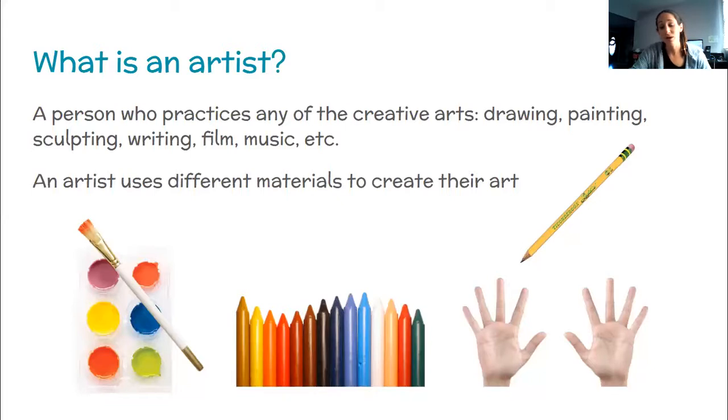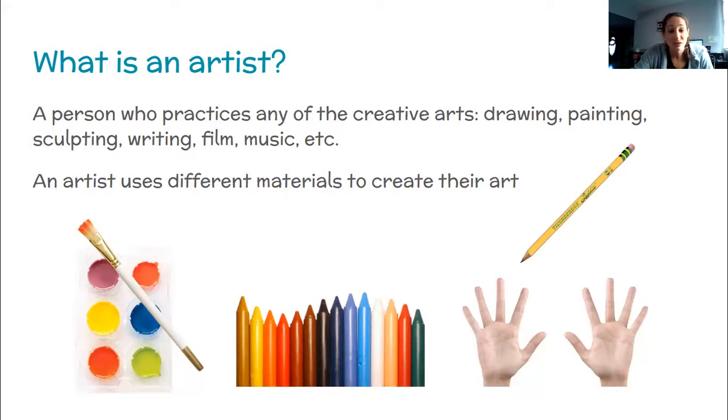So first of all, what is an artist? We haven't really talked that much so far in art this year yet about what an artist is. So an artist is a person who practices any of the creative arts. So that could be drawing, painting, sculpting, writing, film, music. So all those things all have to do with art. So art doesn't just have to be about drawing or painting. It could be other things too.